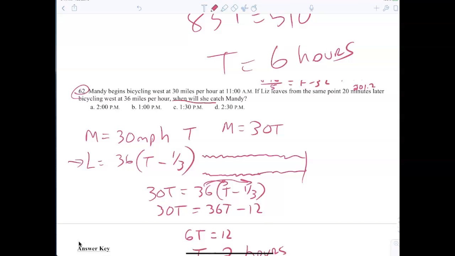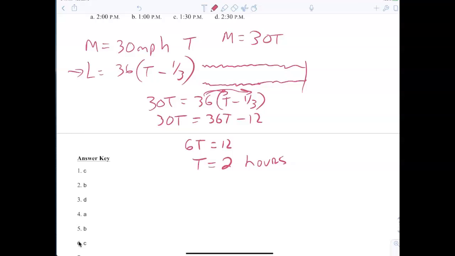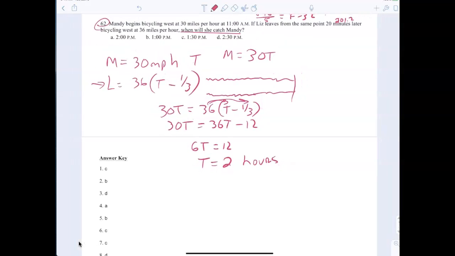When will she catch Mandy? What time? 1 p.m. So she leaves at what time? 11, and then 2 hours later. So it would definitely be 1. Now what's your question? Did you make 16 a positive in your head? Wouldn't it be negative 12? No, I moved the 30 over and the 12 over. That's how I do it. I keep the variable positive.